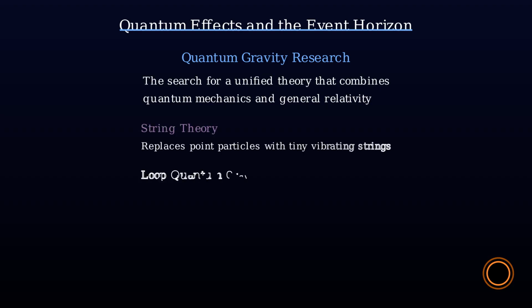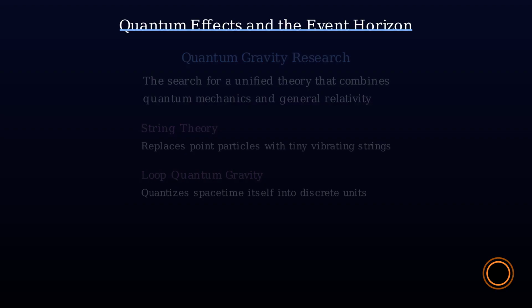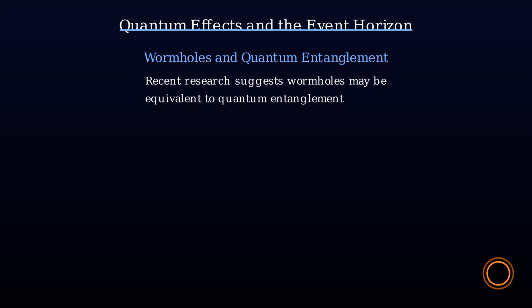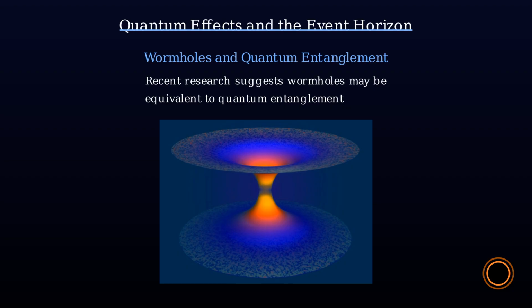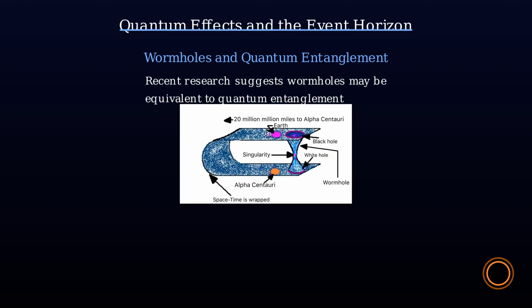Quantum gravity seeks to unify quantum mechanics and general relativity, our two most successful but incompatible theories of physics. Leading approaches include string theory, which replaces point particles with tiny vibrating strings, and loop quantum gravity, which quantizes spacetime itself into discrete units. A fascinating recent development suggests that wormholes, theoretical tunnels through spacetime, may be mathematically equivalent to quantum entanglement. This connection, known as the ER equals EPR conjecture, proposes that entangled particles may be connected through tiny wormholes in spacetime. If correct, this would mean that the interior of a black hole could be connected to other parts of the universe through quantum mechanical pathways.